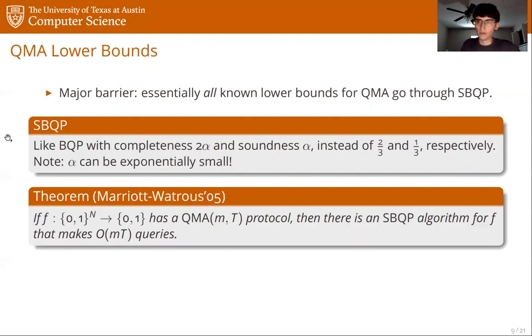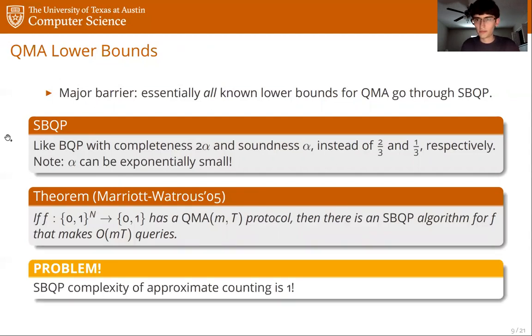Now, this is a problem because for the approximate counting problem, the SBQP complexity of approximate counting is 1. Indeed, one way to describe what this SBQP measure captures is that it is precisely the ability to do quantum approximate counting. For our approximate counting problem, it suffices to imagine an algorithm that guesses a random element in the set and checks to see if it's in the set or not. If the set is large compared to the universe, it'll accept with probability 2 alpha. If it's small, it'll accept with probability at most alpha.